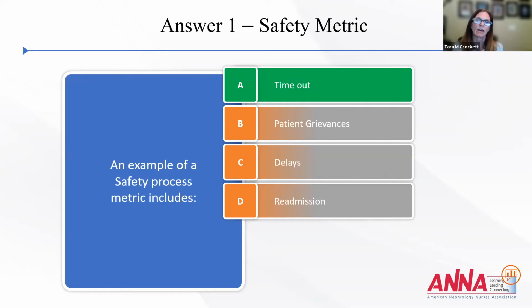So what are some other examples of a safety metric that you can think of that you might want to implement for dialysis quality and patient safety? Go ahead and write a few suggestions in the chat.